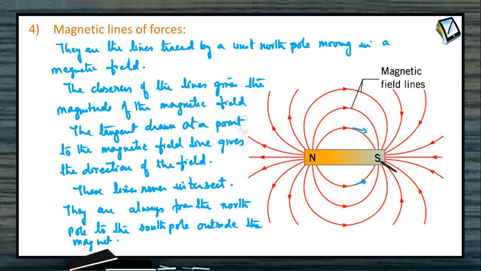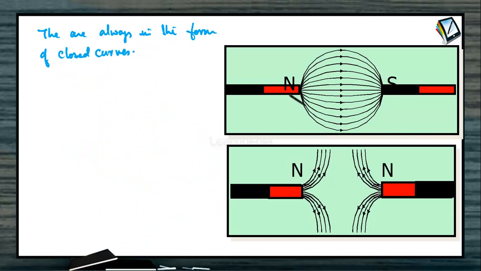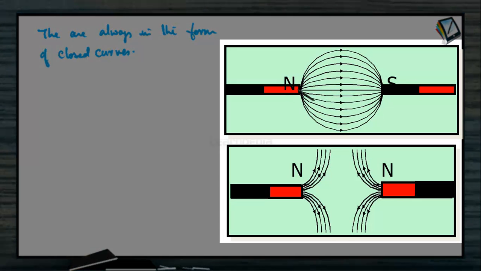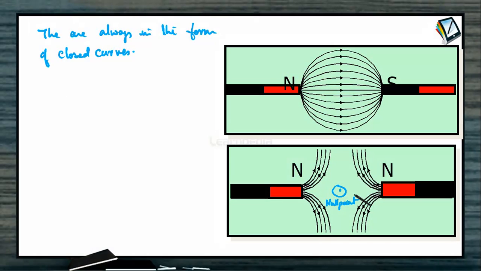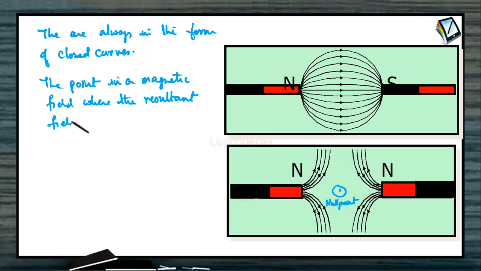So between the north and south pole of a bar magnet, the lines start from north heading towards the south like this. If north and south are taken like this for one bar magnet to another, the lines go from north pole to south pole. If north faces north, the same poles, there will be repulsion. So magnetic field lines will be traced like this. There will be a point between these two where the magnetic field becomes zero. This is called the null point. The point in a magnetic field where the resultant field is zero is called a null point.